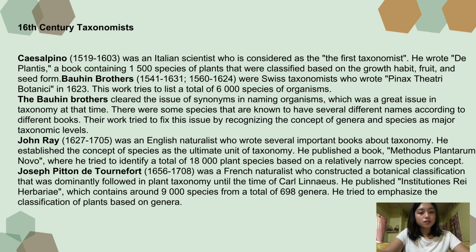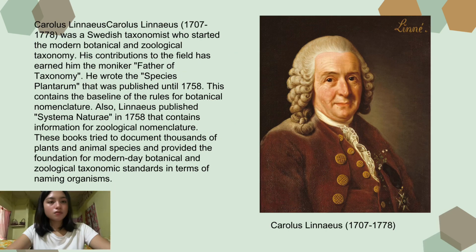Lastly, Joseph Pitton de Tournefort. He was a French naturalist who constructed a botanical classification that was dominantly followed in plant taxonomy until the time of Carl Linnaeus. He published Institutiones Rei Herbariae, which contains around 9,000 species from a total of 698 genera. He tried to emphasize the classification of plants based on genera.